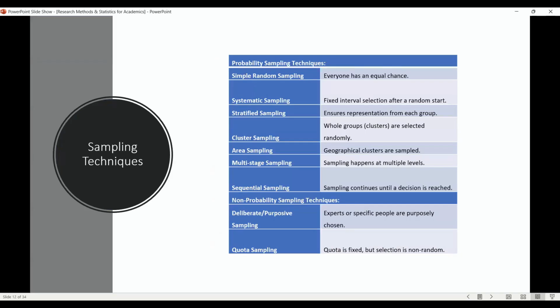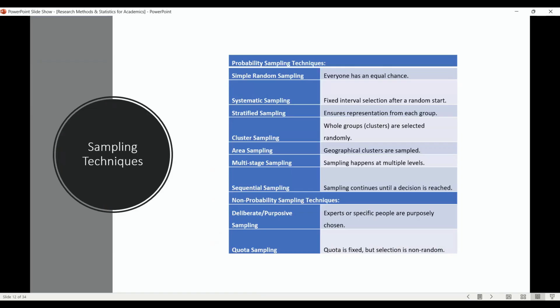Talking about the sampling technique, we have various sampling techniques. Obviously, the sampling techniques can be categorized into two types. One is probability sampling, and the next is non-probability sampling. Probability sampling, in the sense, you are giving equal chance of being selected to all the population that has been involved in the study.